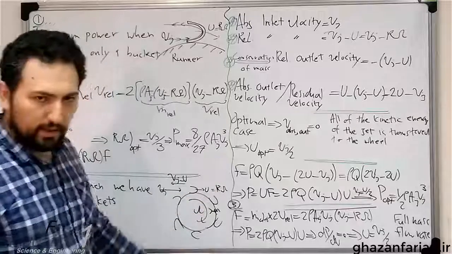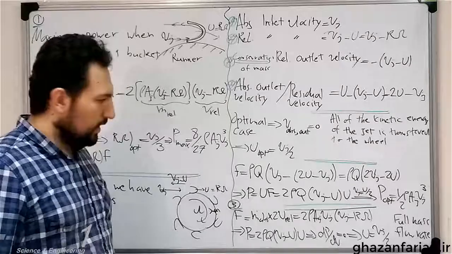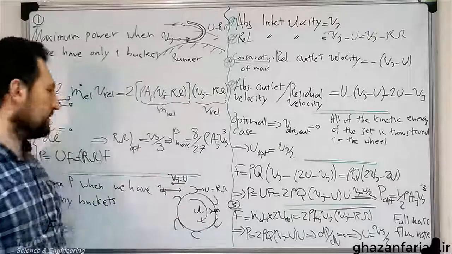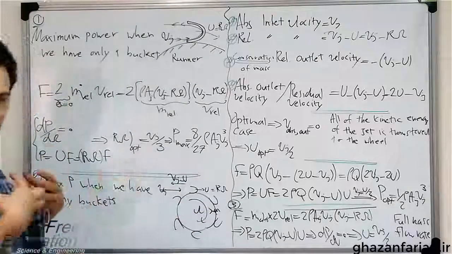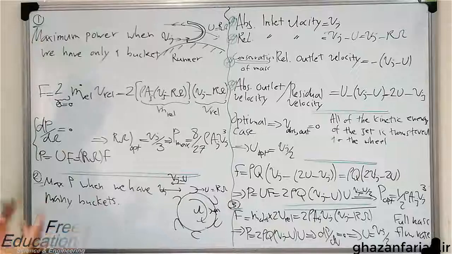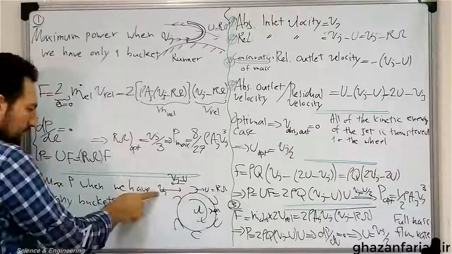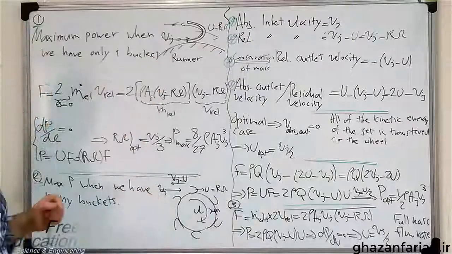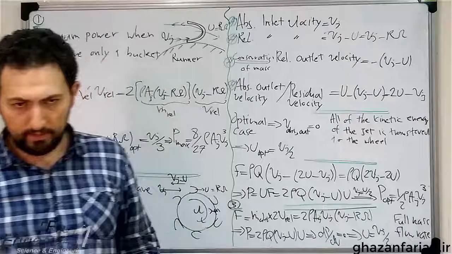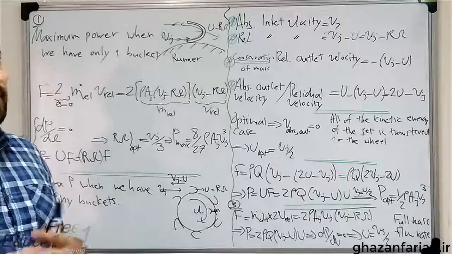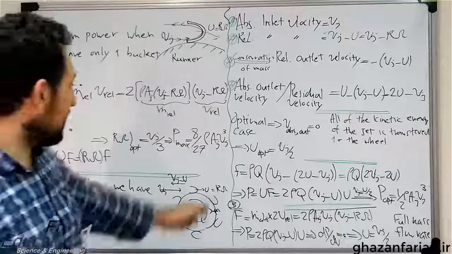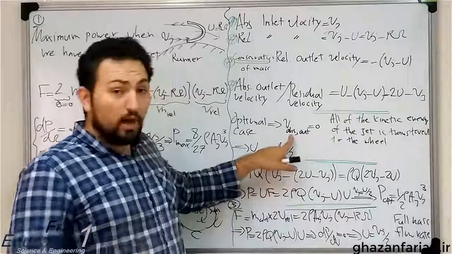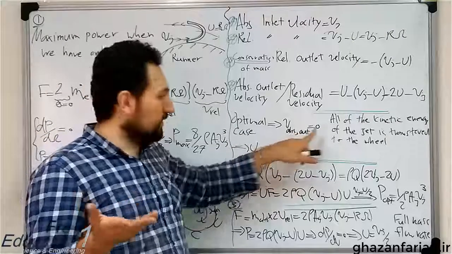Okay, this is the optimal case. Now compute the force which is exerted on the cup, or the cups, in this case. Again, as a fixed observer, I'm looking at this case. I see that there is an incoming jet with the velocity of v sub j, and there is no outlet stream of water, because I'm speaking about the optimal case, and the absolute outlet velocity is 0.